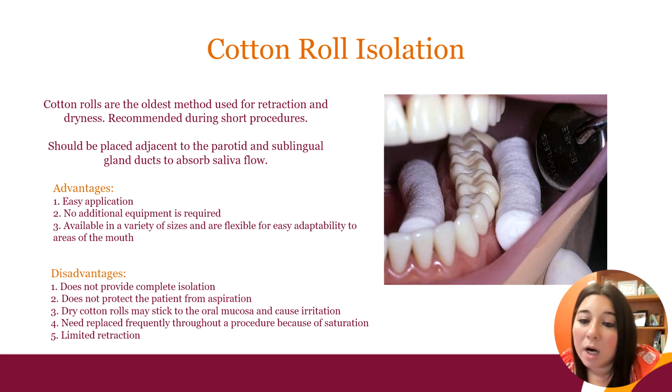It's very easy for saliva to oversaturate the cotton roll, and then you have a whole trapped area of saliva that can easily be squished into your prep site. It doesn't protect the patient from aspiration, so they could swallow the cotton rolls. Dry cotton rolls may stick to the gum tissues and cause irritation, so oftentimes you may need to spray a little water on them before you remove them if they are still dry. They do need to be replaced frequently throughout a procedure because of oversaturation, and they provide limited retraction. A little bit, but not a whole lot.